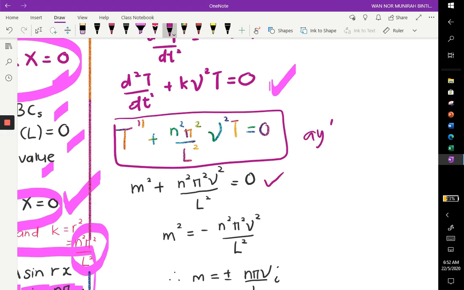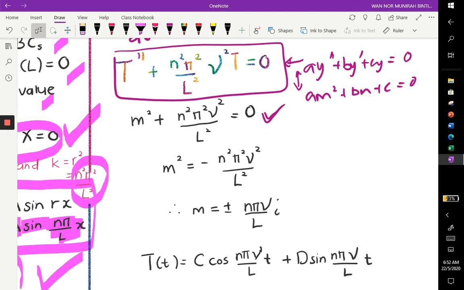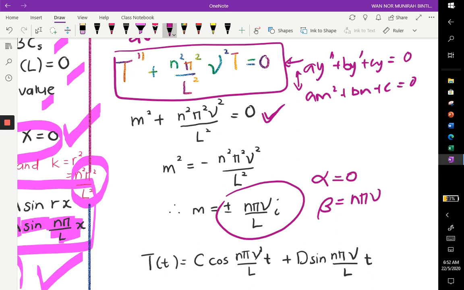Okay, ay double prime plus by prime plus cy equals 0. So we have am squared plus bm plus c equals 0, right? When you compare with the standard equation, we get this one. We want to find the roots of m so that we have two complex roots, where our alpha equals 0 and our beta is n pi nu over L.